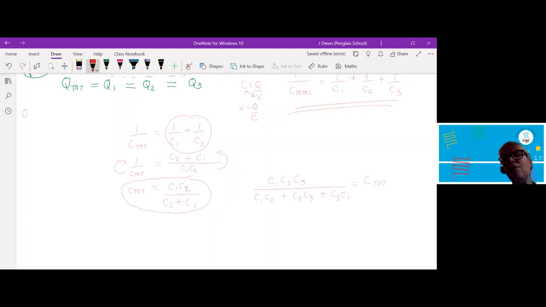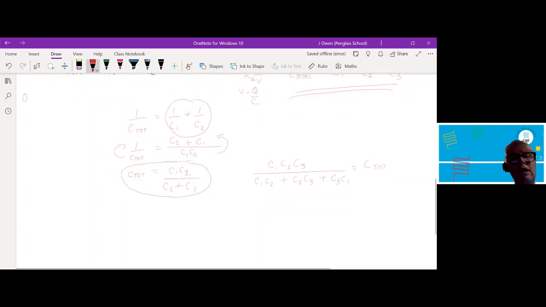But to be honest, if you remember the reciprocal and you'll be given that one, and you can remember just the 2 of them, that's all you're going to need. You're really not going to need to go to 3.